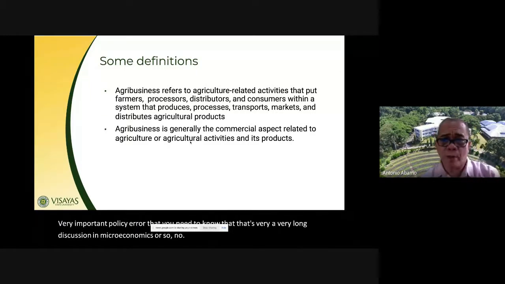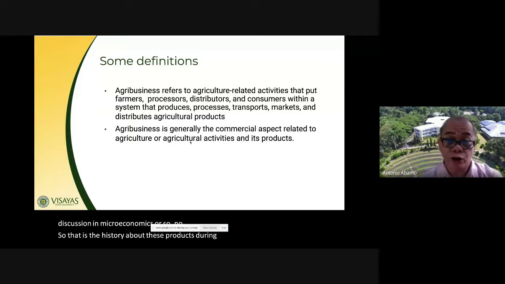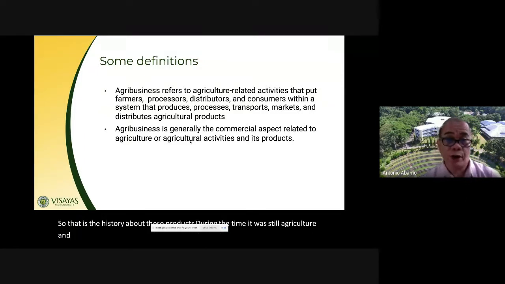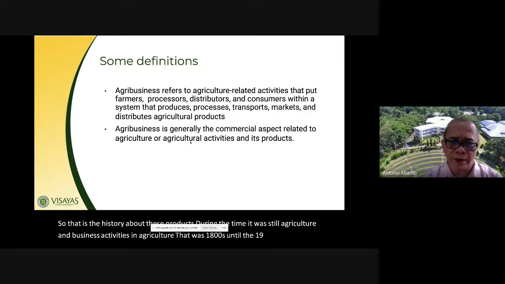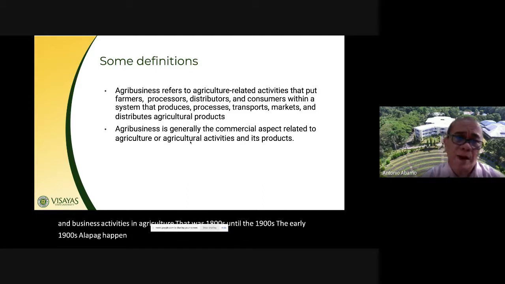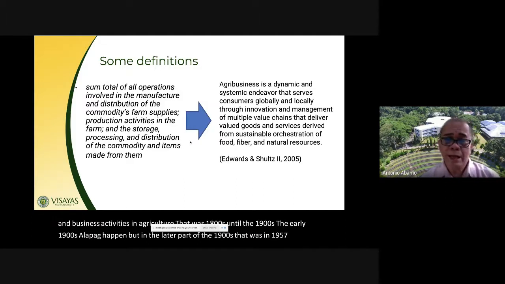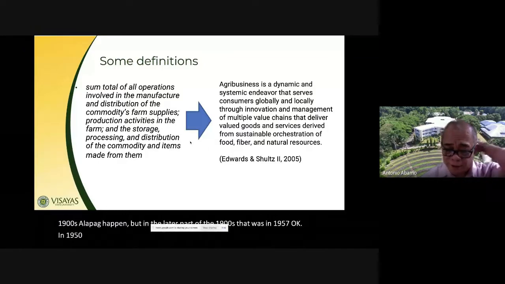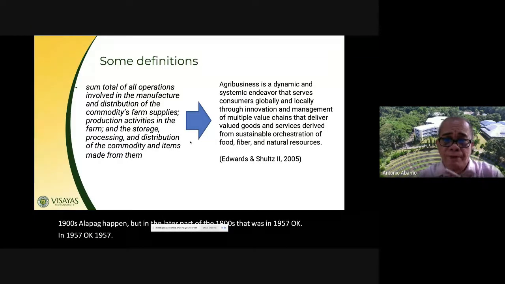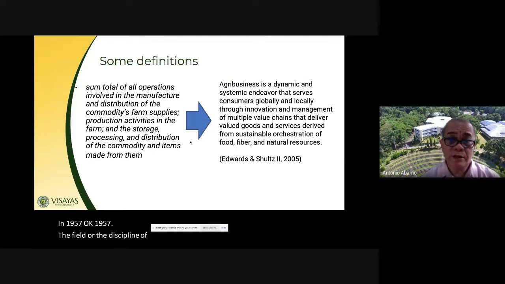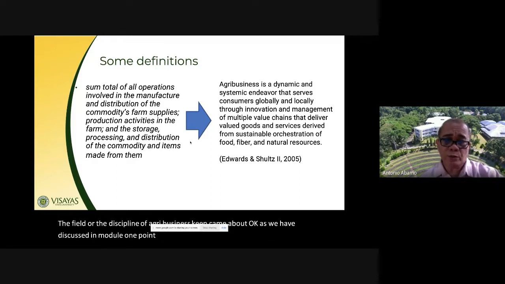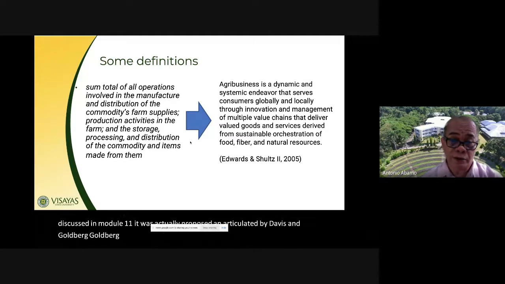So that is the history of all these products. During that time, it was still agriculture and business activities in agriculture. That was 1800s until the 1900s. The early 1900s, wala pa gihapon. But in the later part of the 1900s, that was in 1957, okay? In 1957, the field or the discipline of agribusiness came about, okay? As we have discussed in module 1.1, it was actually proposed and articulated by Davis and Goldberg in Harvard University.